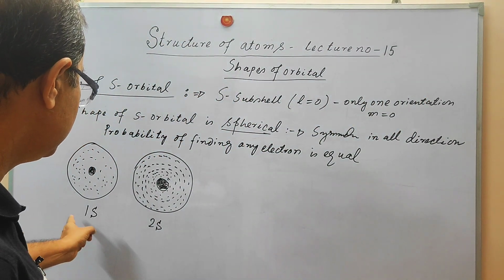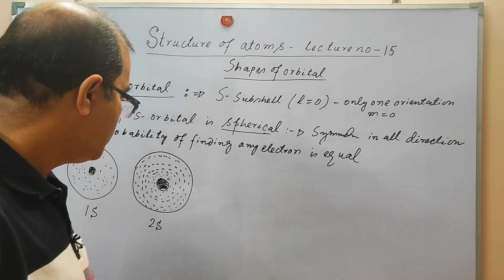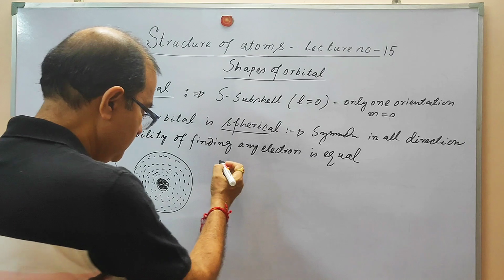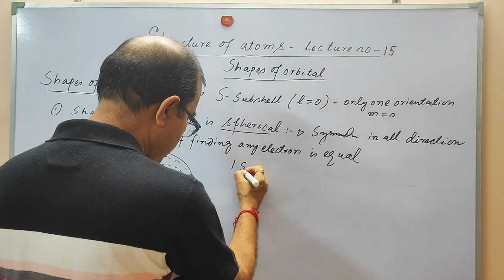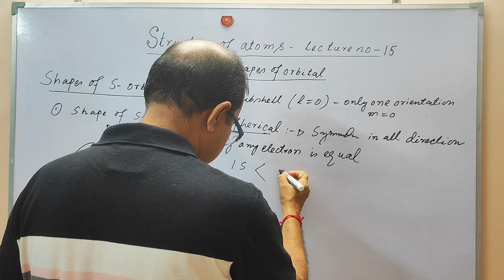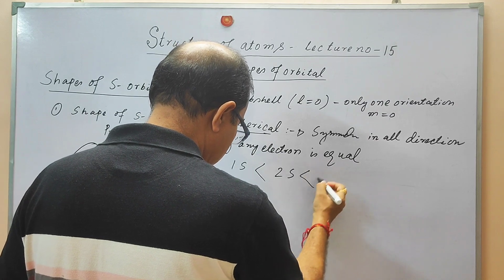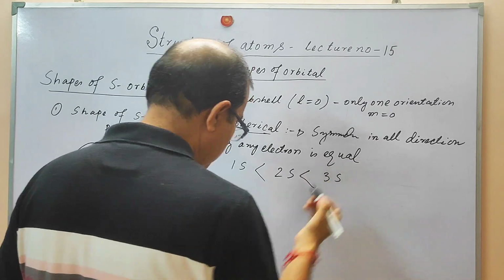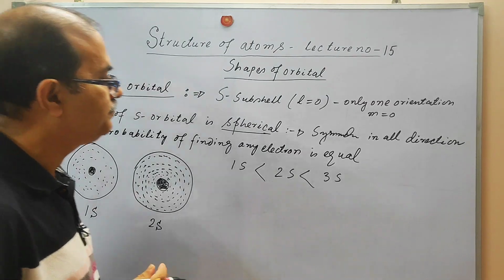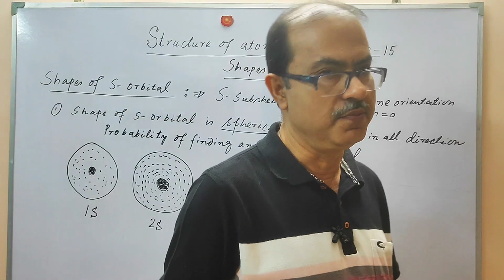You can see this 1s and 2s, but as the principal quantum number is increased, the size of this orbital is going to increase. So we can write 1s has a smaller size than 2s, 2s has a smaller size than 3s, and so on. So this is the shape of the s orbital.